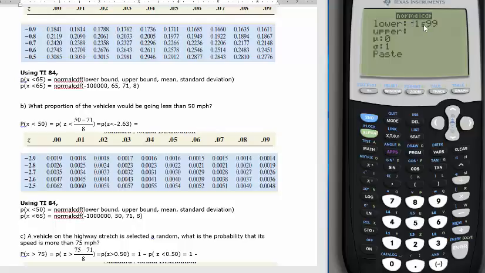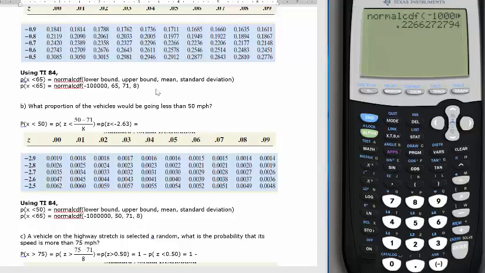What I would suggest, if you don't like this number or you don't want to use it, for the lower bound, in the case of the probability of x less than a number, I tell my students to use negative, let's say, 10,000 or a million. Upper bound. What is the upper bound? Can we exceed 65? No, it says probability of x less than 65, so this is your upper bound. Mean. What is the mean in the problem? It's 71. What's the standard deviation? It is 8. And paste, and then press enter.